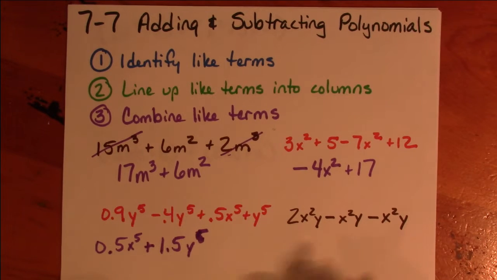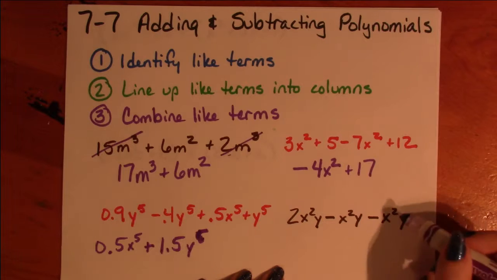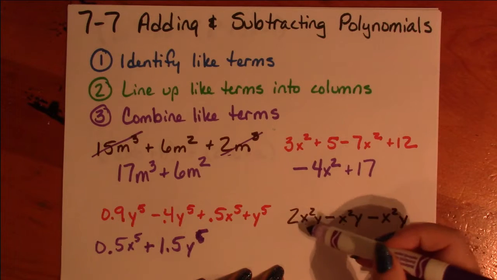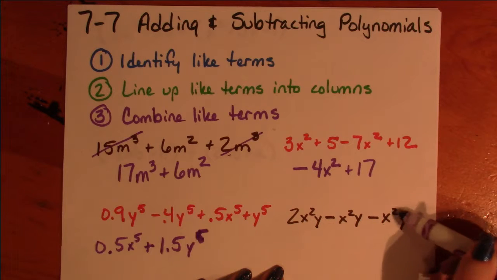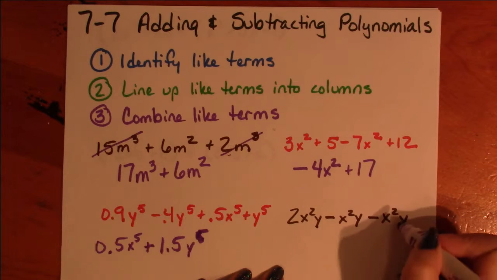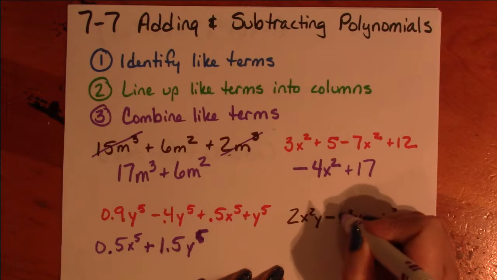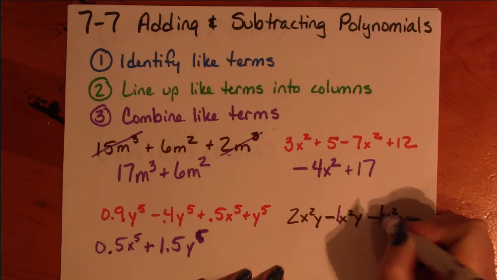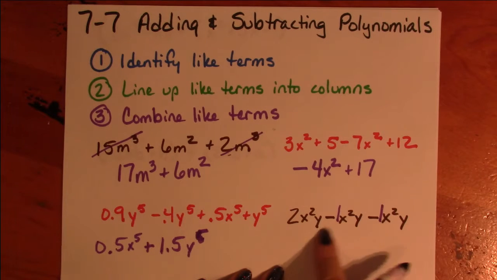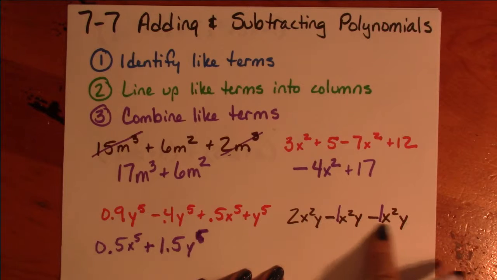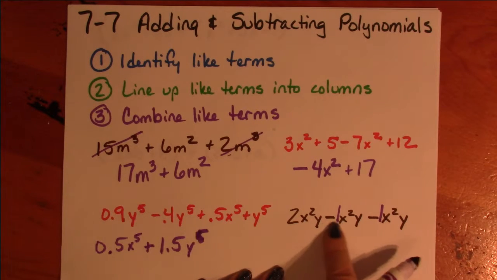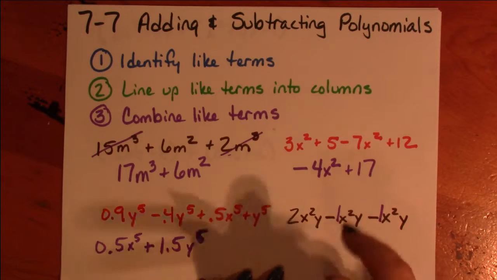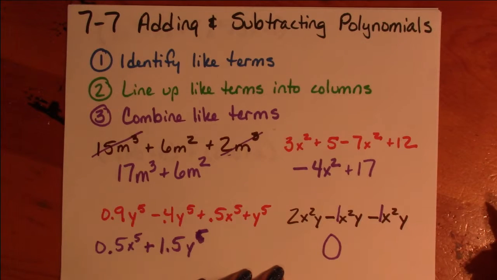All right. And the last one we're going to do together: 2x squared y minus x squared y minus x squared y. Well, we remember that if they don't have coefficients, then that means 1. And they're all x squared y's, so we can combine all of these like terms. So we essentially have 2 minus 1 minus 1. So our answer here is 0.